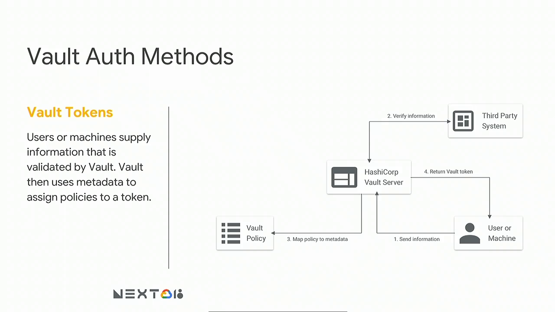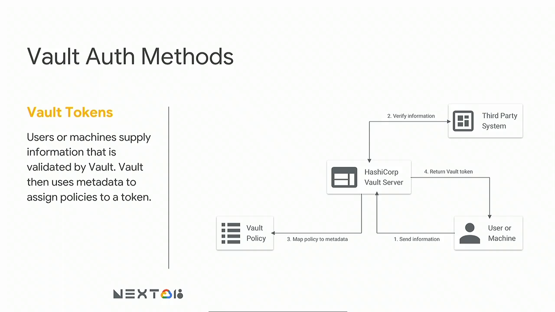So very quickly, we have to talk about Vault authentication methods. Armon mentioned this very briefly in the beginning. Authentication in Vault is the process by which users or machines supply information to Vault. Vault verifies that information with either internal data or some external third party. And then, assuming that is valid, converts that into a token with policy authorization attached to it.